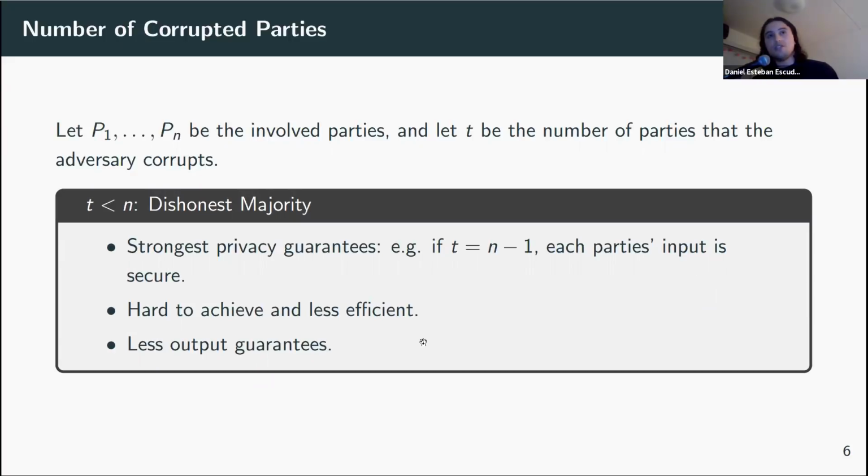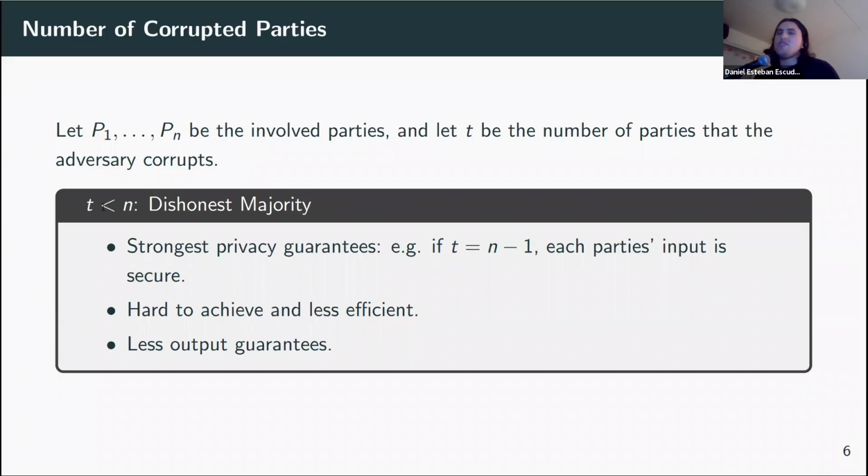Now some notation. P1 up to PN will denote the involved parties. So in particular, we have N parties. And let's denote by T the number of corrupted parties. So we have multiple settings depending on what we allow the adversary to do. The first setting is called dishonest majority. The only restriction there is that T must be less than N.